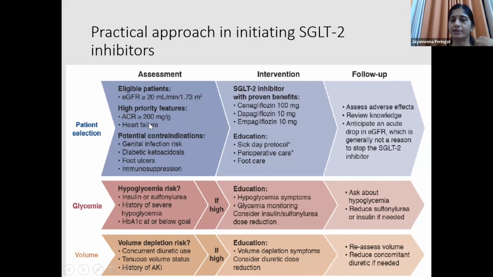So if the patient is having proteinuria and heart failure, this drug should be in the priority list. But always look for foot ulcers, look for the chances of developing ketoacidosis, see whether the patient is immunosuppressed. In immunosuppression, the risk of genital infection is really high and recurrent UTI is also high. And in states of volume depletion, especially concurrent diuretic use, the incidence of AKI also increases.